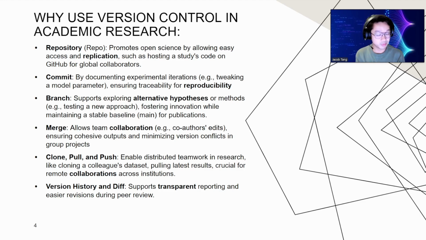Now, firstly, a repository, a repo. A repo can be made public, so anyone in the world can see your repository. And it allows others to study your code or your methodology. So this basically ensures collaboration and replication in your research study. Now, a commit. So this would be similar to documenting all changes, for instance, tweaking of a model parameter. This basically ensures reproducibility.